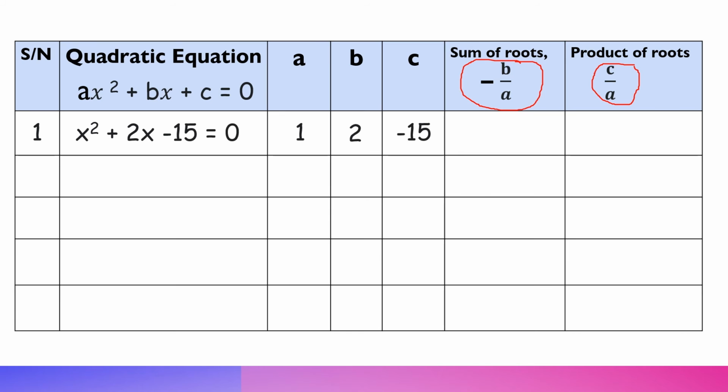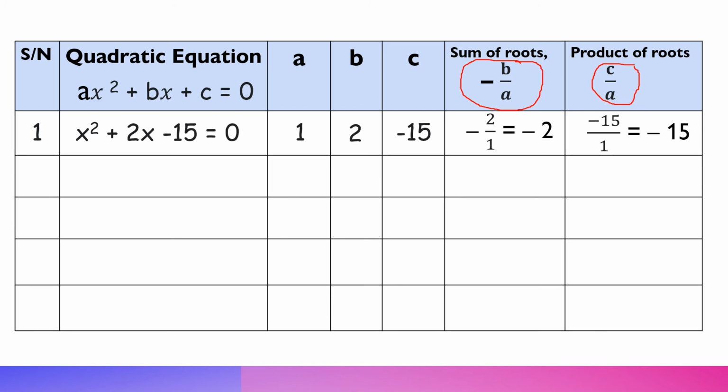So what we'll simply do to find the sum is minus B over A, which is minus 2 over 1, and then that gives us minus 2. And then to calculate the product, we'll be incorporating C divided by A. C is minus 15 divided by 1, and that gives us minus 15. So for this particular quadratic equation, we've been able to find the sum of the roots and also the product of the roots without calculating the value of the roots.